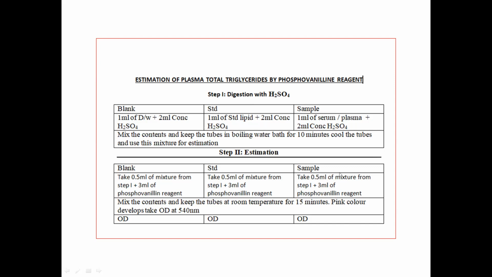Okay, let us continue. Now in the estimation step, you will be taking the blank, the test tube you prepared with 1 ml distilled water and concentrated sulfuric acid, you will be utilizing the same. Now see, while taking the mixture from step 1, be very careful, as it contains sulfuric acid. No one is going to pipette it from the mouth. We have a pipette pump in our college, so you will be utilizing the pipette pump for that. All right.